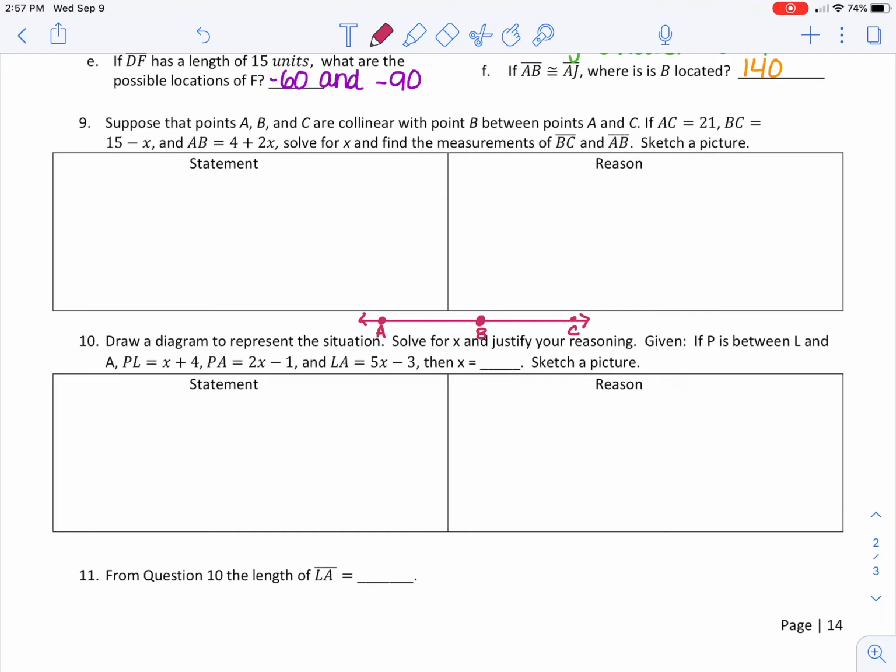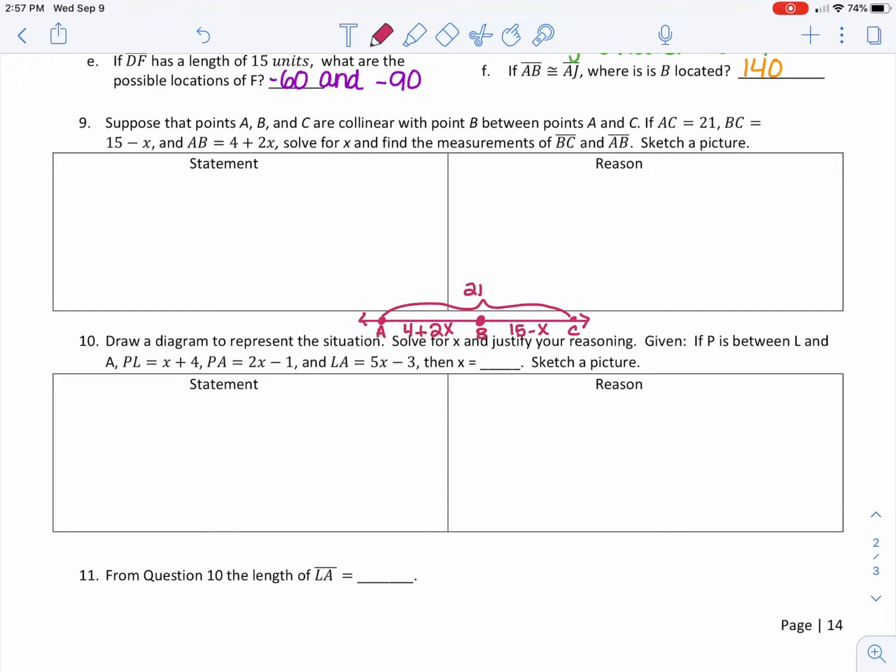Then it says if AC is equal to 21, so if this entire length, oh, what just happened? It just disappeared. If that entire length is 21, then BC is 15 minus X, and AB is 4 plus 2X. We want to solve for X and find the measurements of BC and AB. And it tells us to sketch a picture, which we've already done.